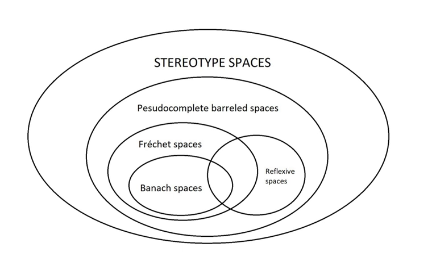Suppose we have a chain of stereotype subspaces Z ↪ Y ↪ X and the first mapping Z ↪ Y is a bimorphism of stereotype spaces. Then the space Y is called a mediator of the subspace Z in the space X.